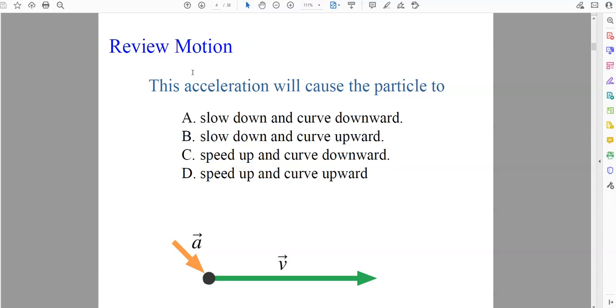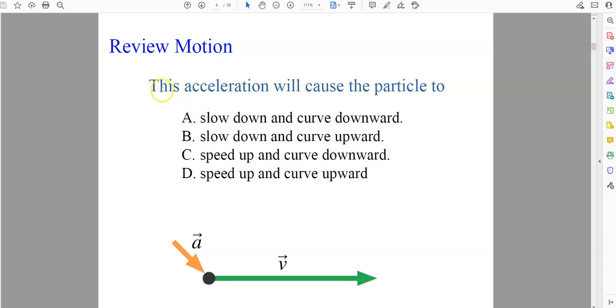So here we go. You have an acceleration vector pointing down and to the right, affecting this particle, and this particle is already moving just to the right. So how will this acceleration affect the motion of this particle? Will it slow down and curve it downward? Will it slow it down and curve it upwards? Will it speed it up and curve it downwards? Will it speed it up and curve it upwards? So take a moment and think about it, and pause the video and answer the question. Okay, so pause now.